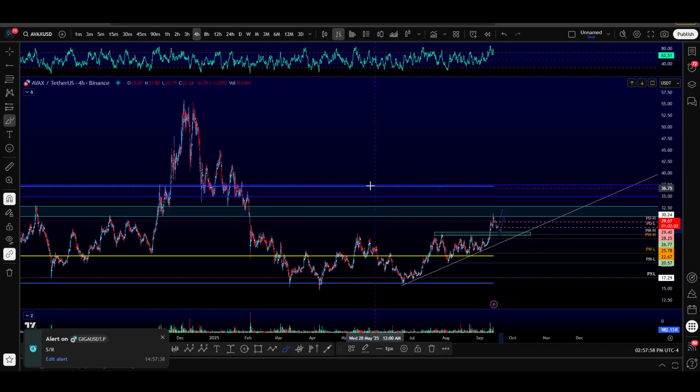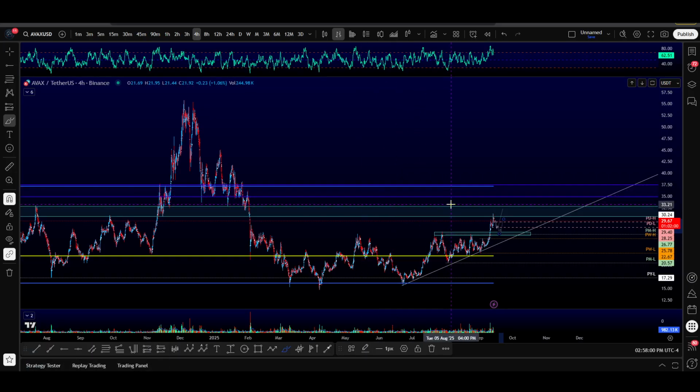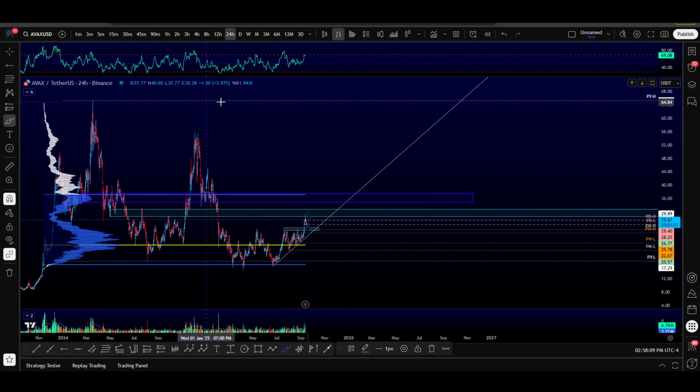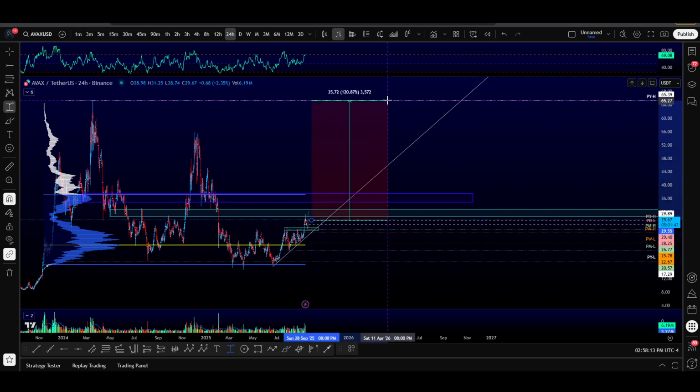Look to target $35. We need to flip $33 into support, which is still technically right below the value area high. So we're going to see how this plays out. But then, yeah, then the next target would be $65, which is 120% higher. So that's pretty much it, right?